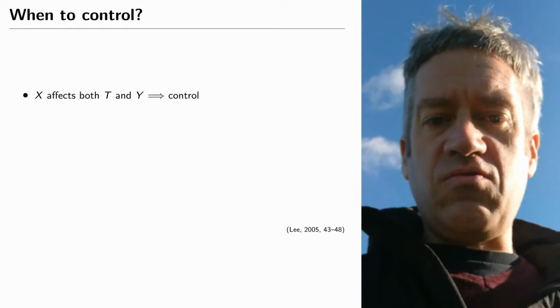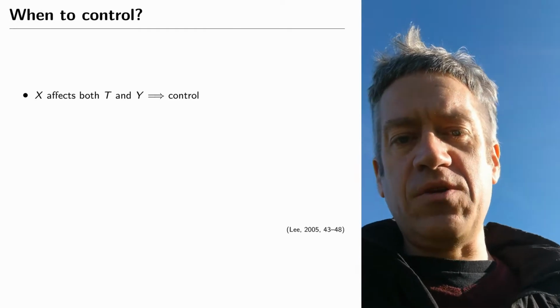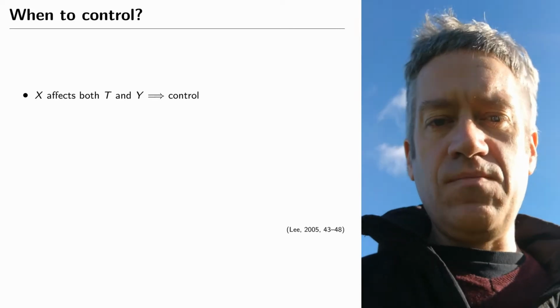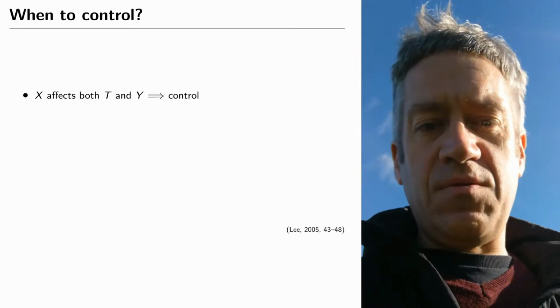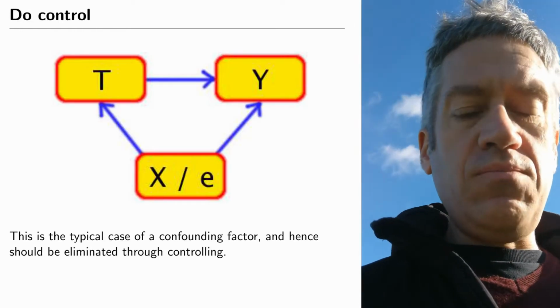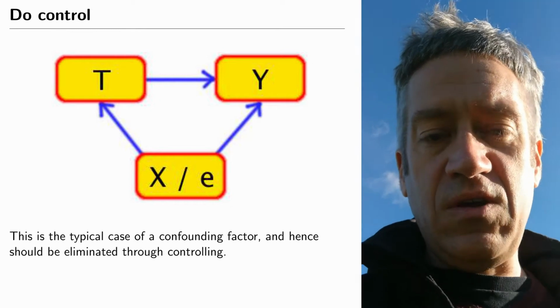So when do we control? The first is very straightforward. If there is a confounding variable, a variable that affects both the treatment and the outcome, you must control for this variable. This is essential to establish whether there really is a relationship between the treatment and the outcome. So if there's some third factor, some third variable that impacts on both, we do control.